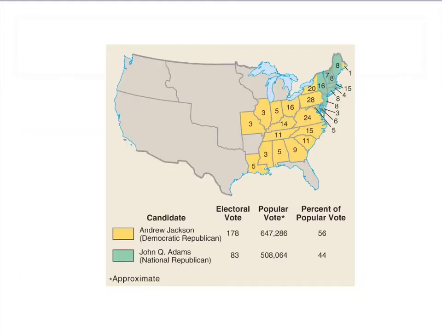Brief look at the 1828 electoral map. As you can see, Jackson did not have to worry about it going to the House of Representatives this time because he wins 178 of the electoral votes and 56% of the popular vote. So now we can get to kind of the meat of this lecture and his policies and all those kinds of things.